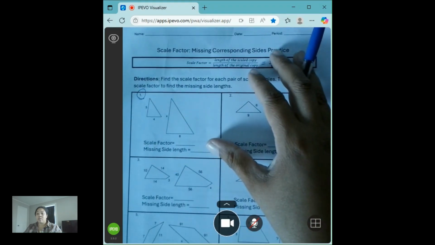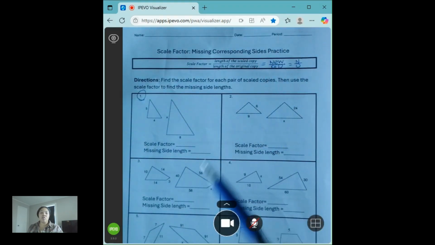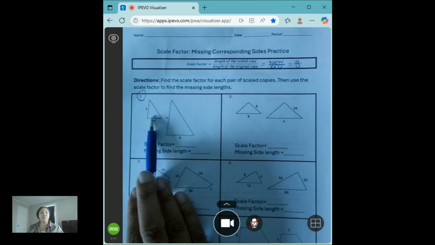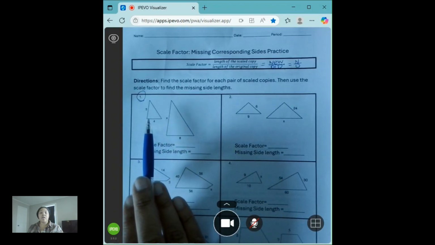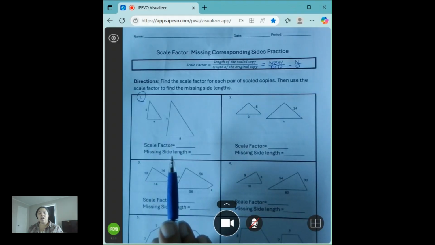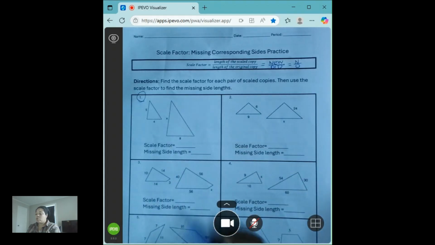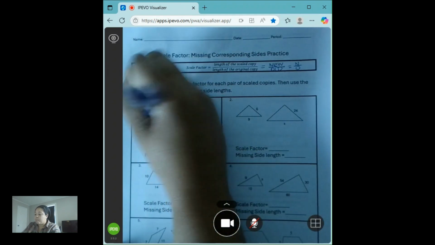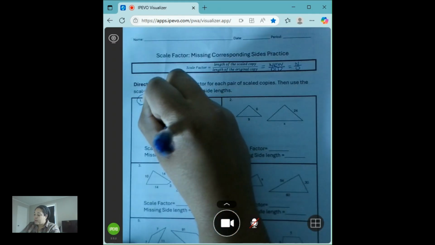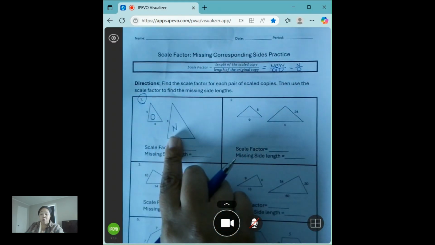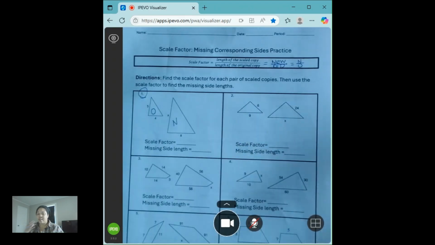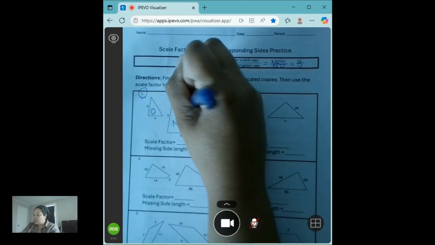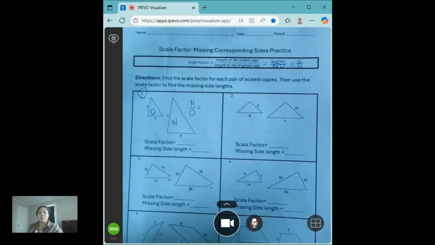For the sake of this, so no one's confused, all of the shapes on the left is the original copy. All of the shapes on the right is going to be the scale copy. Because the left is original, I'm going to label that O for original. That means this is my scale copy, so this is my new. Before I find the scale factor, you need to match your side lengths from both images that correspond.